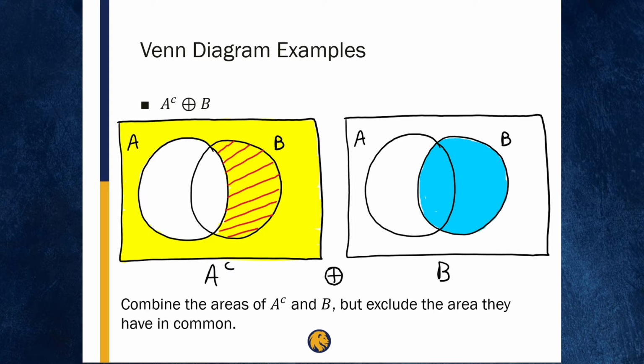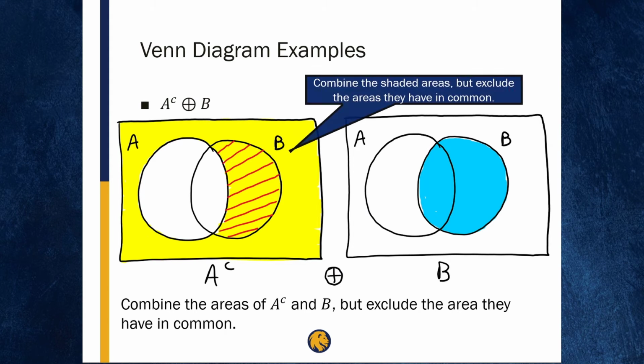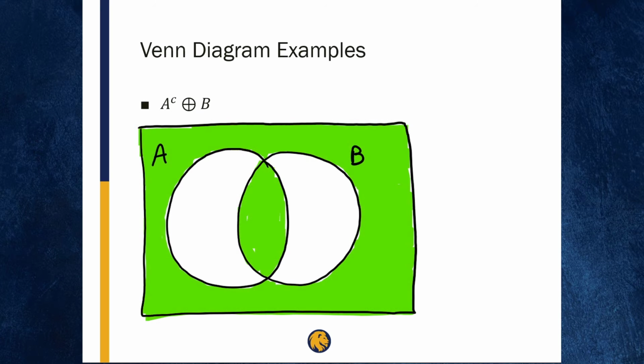So I've drawn lines across here to illustrate the area where A complement and B overlap with each other. So we're going to exclude that area they have in common when we write symmetric difference. So if I take all the area from A complement and all the area from B and put them together in one picture, excluding that area that I've highlighted, this is what it would look like. And this is what the symmetric difference of A complement with B would look like in a Venn diagram.